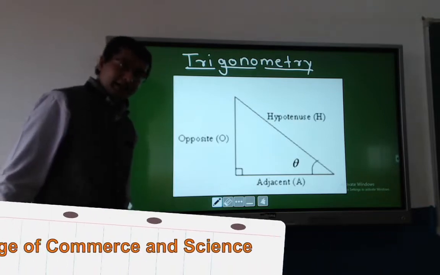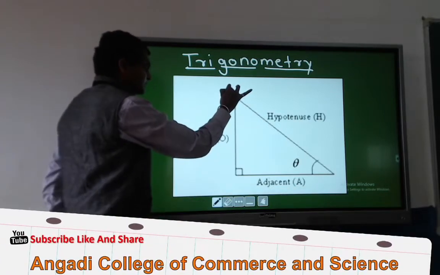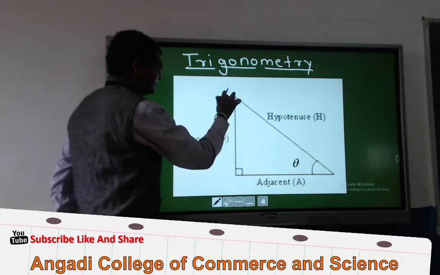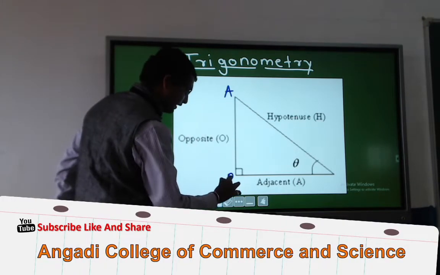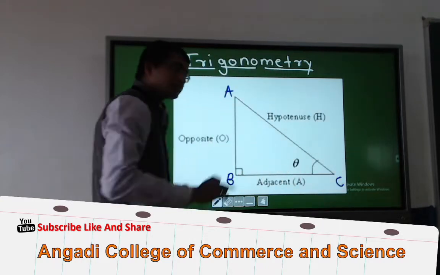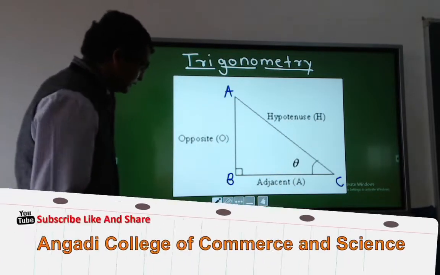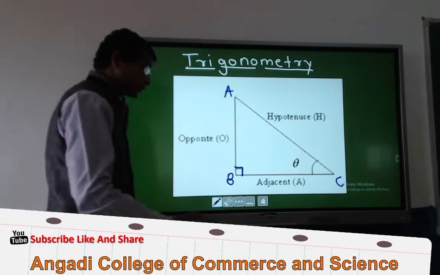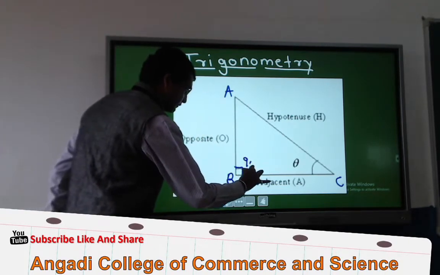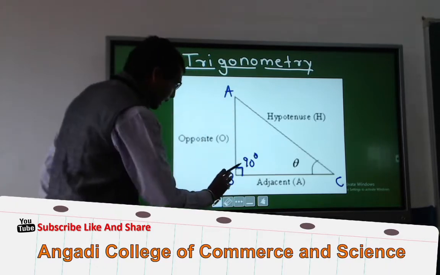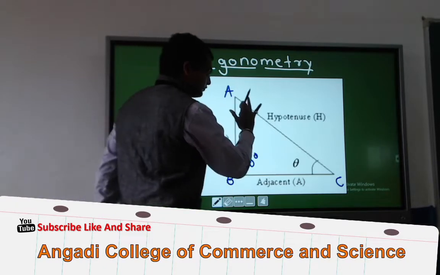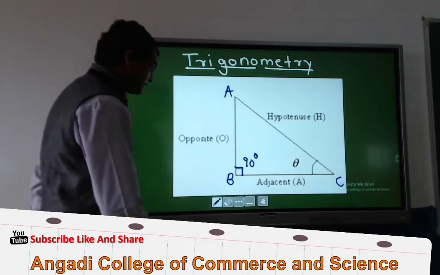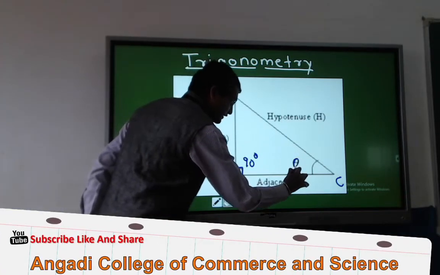Here we observe that there is a right angle triangle with sides A, B and C. This is a right angle triangle, right angle at B, so here it is 90 degree. Further, opposite to 90 degree, this will be the hypotenuse. It is denoted by H, and this angle we call theta.